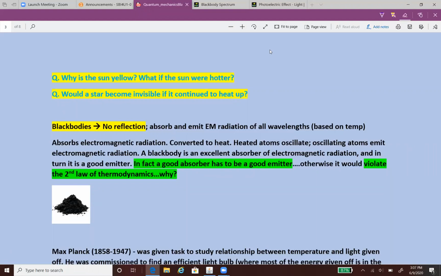And he was, if I remember correctly, I think he was asked to look at the efficiency of incandescent lights to see if they can make them more efficient. So he was studying how things absorb energy and give off energy. So let me explain actually what a black body is. A black body is something that is really, really, really good at absorbing lots of different types of radiation.